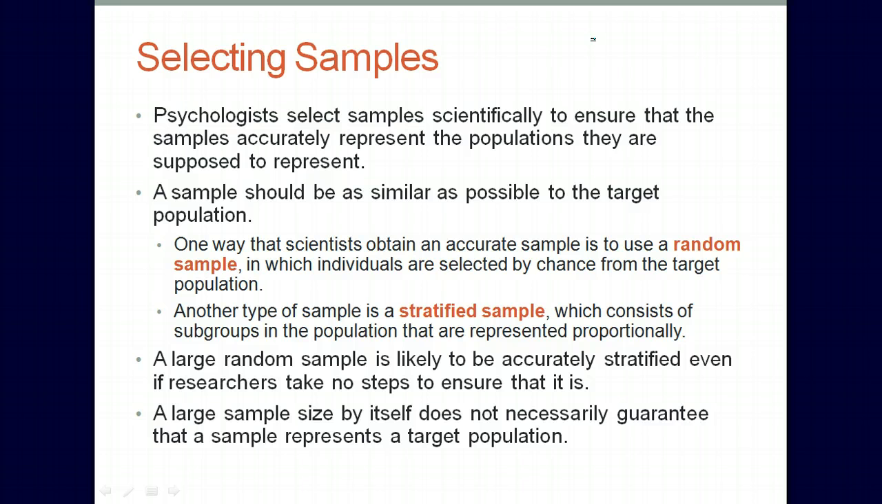Another type of sample is called a stratified sample. And essentially, a large enough random sample is likely to be stratified, even if they take no steps to ensure that it is, because it's so large. But a large sample size does not necessarily guarantee that the sample represents a target population.